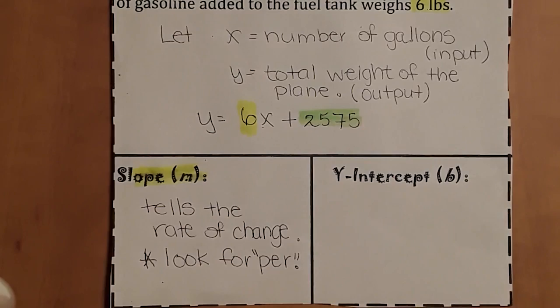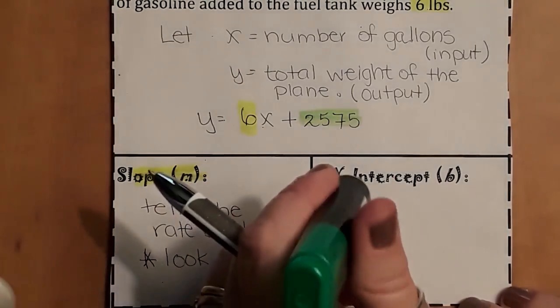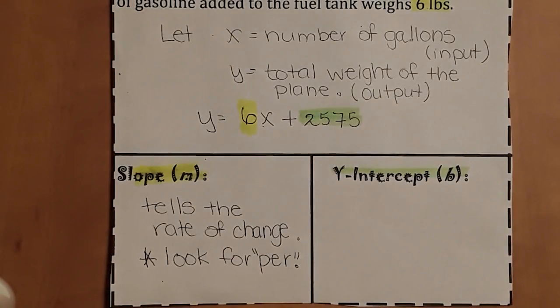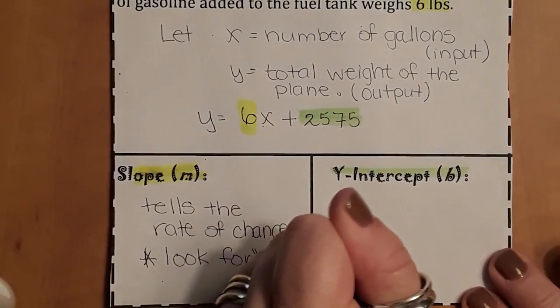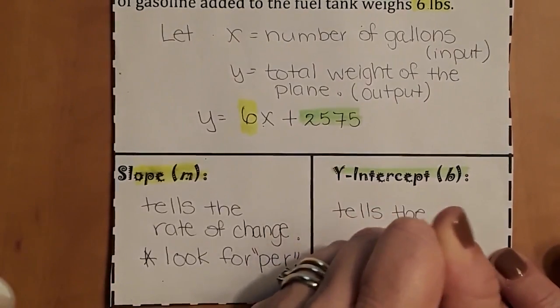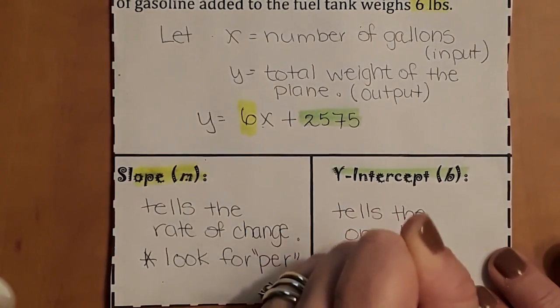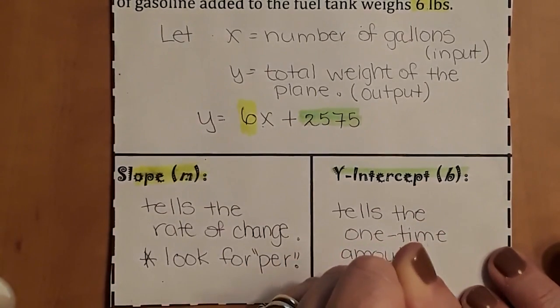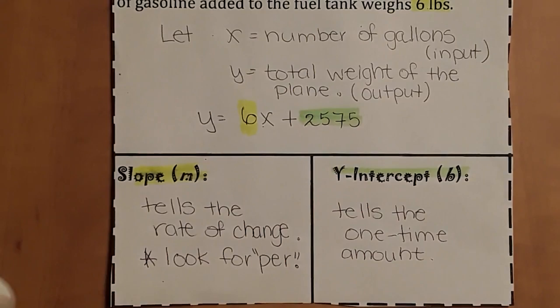When we're talking about your y-intercept, remember it's that one-time amount, like we just discussed with the plane. It's that initial weight. This is the same thing. It tells that one-time amount. Okay, I want you to glue this into your IMN on page 41.